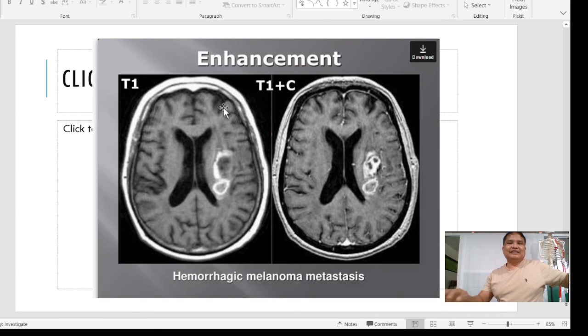When it comes to the tissue, it does not enhance very well. Okay, thank you. Since this is only introductory, I will post another lecture about the brain. Then I will post another lecture about the spinal cord.